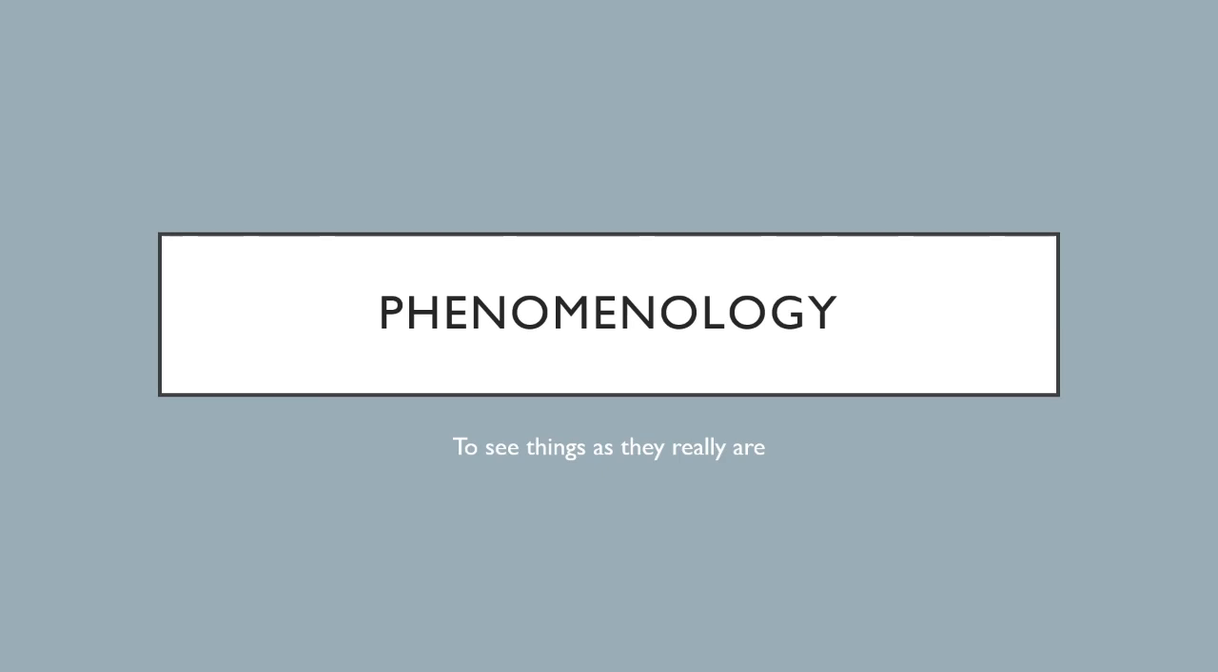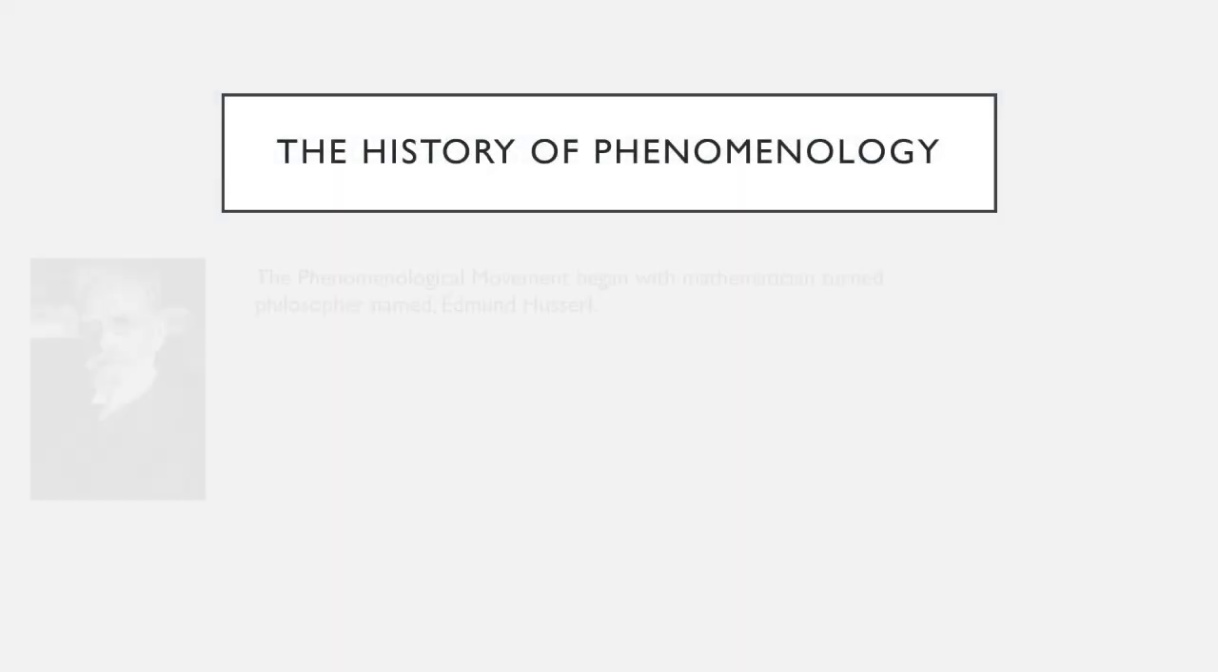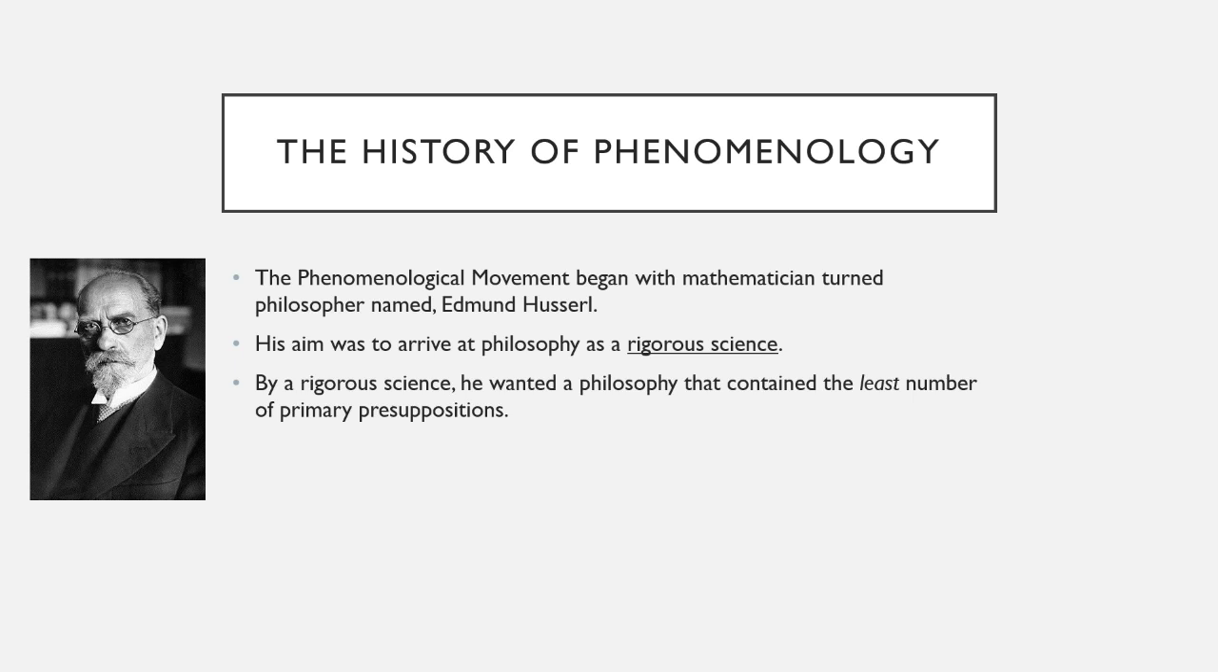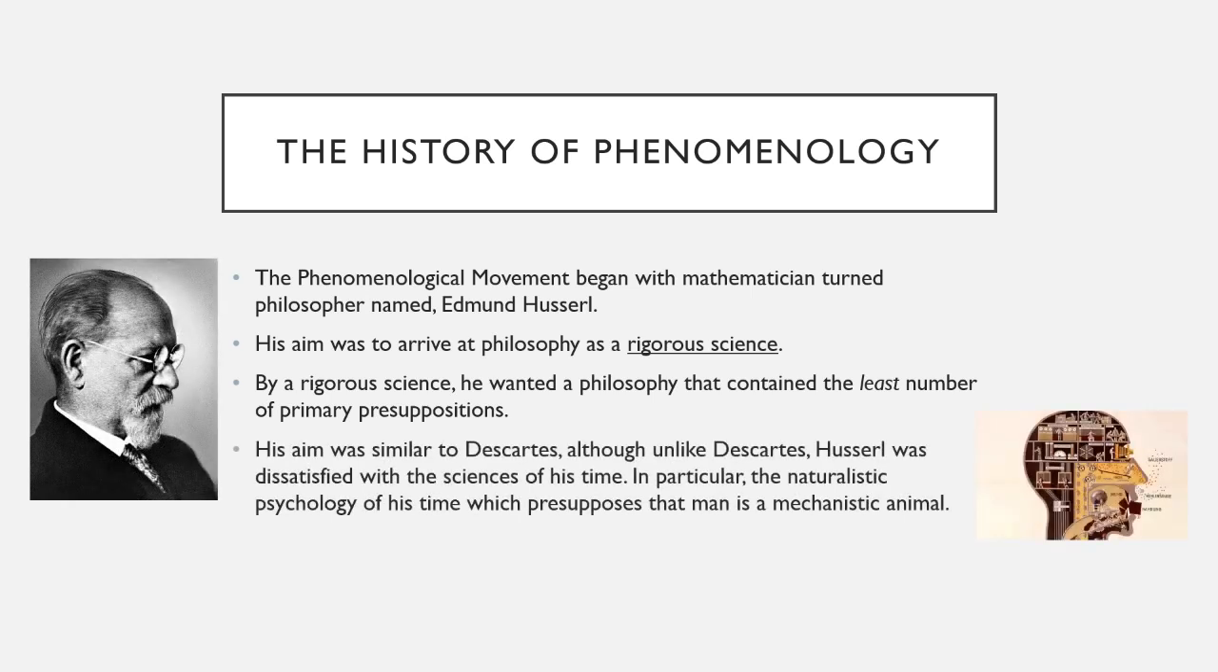Let us begin by talking about the history of Phenomenology. The phenomenological movement began with a mathematician turned philosopher named Edmund Husserl. His aim was to arrive at philosophy as a rigorous science. By a rigorous science, he wanted a philosophy that contained the least number of primary presuppositions. His aim was similar to Descartes, although unlike Descartes, Husserl was dissatisfied with the sciences of his time, in particular, the naturalistic psychology of his time, which presupposes that man is a mechanistic animal.